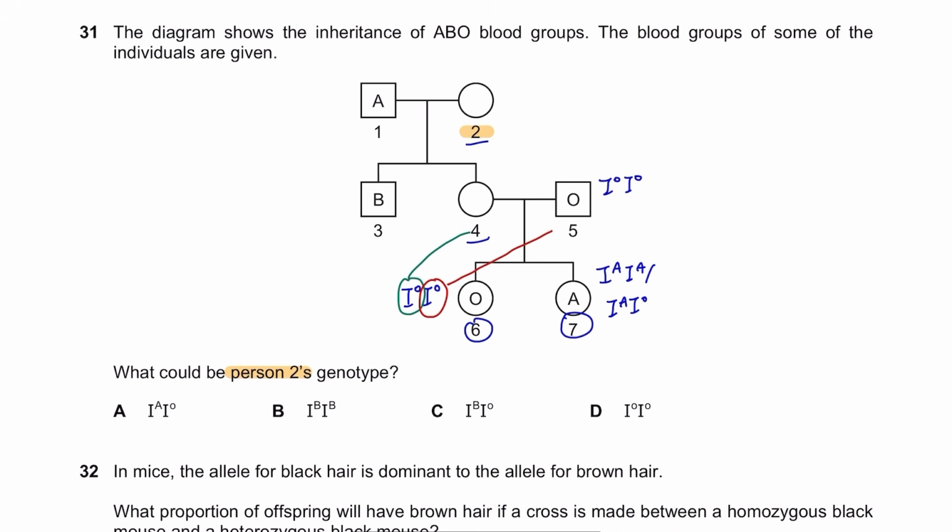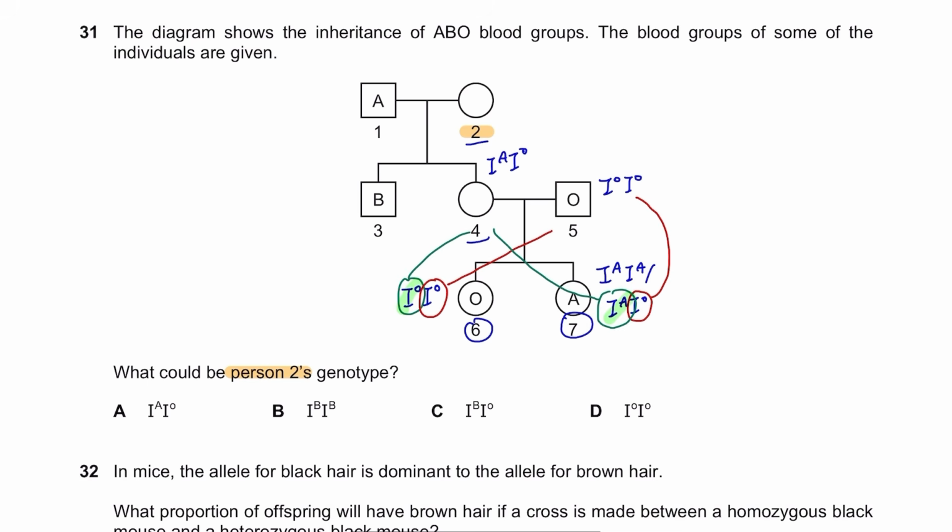So for person 6, one allele IO came from person 4, and another IO allele came from person 5. Then same thing, since person 5 only carries IO alleles, person 7 should have at least one IO allele, which is this. And that shows that the IA allele came from person 4. This tells us that person 4's genotype is IA and IO, according to the alleles of person 6 and 7.